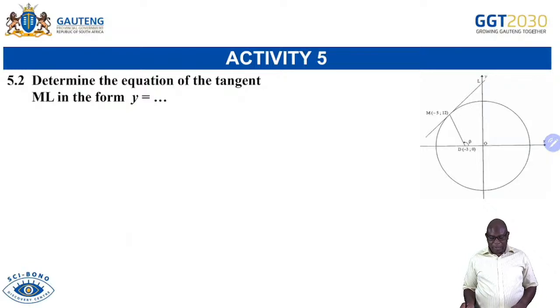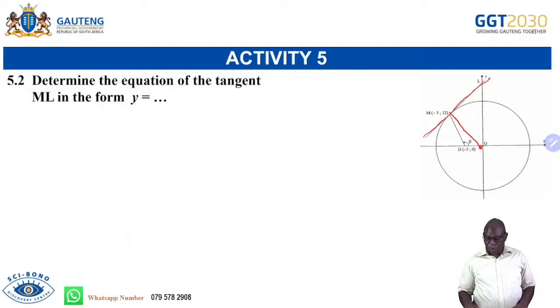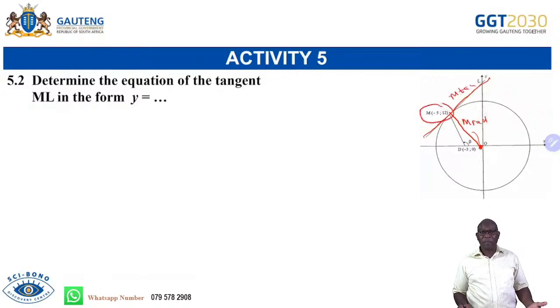The next question is determine the equation of the tangent in the form y equals. Now I'm no longer going to go the route of getting the gradient of the radius and gradient of the tangent and all that. I'll go to that formula. But I know you can still go that route. If you go that route, it means that you're going to get the gradient of the radius and get the gradient of the tangent. Then from there, use this point to get the equation of the straight line. That's a very simple, straightforward procedure.